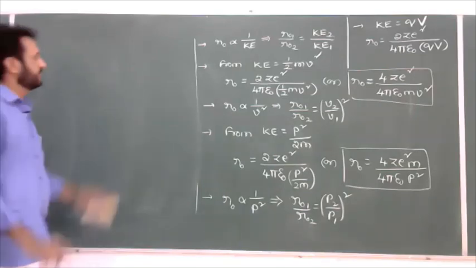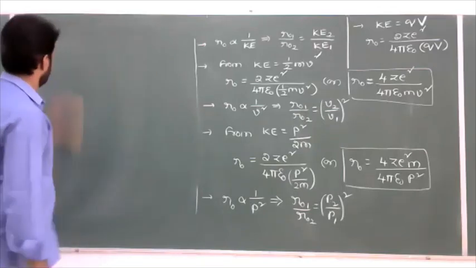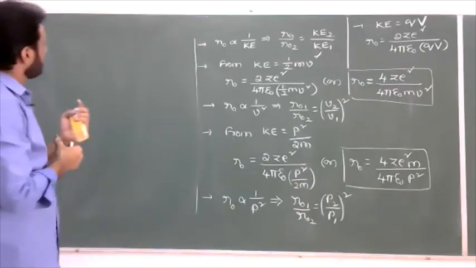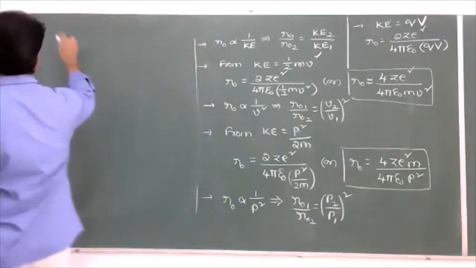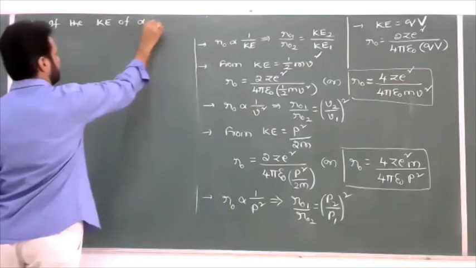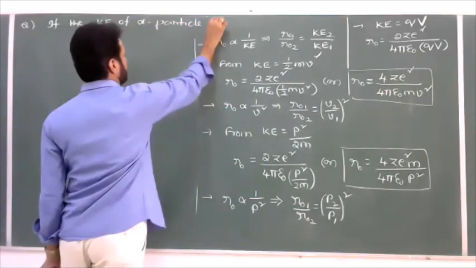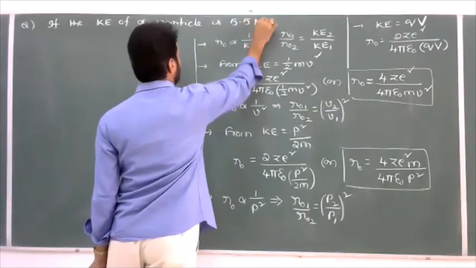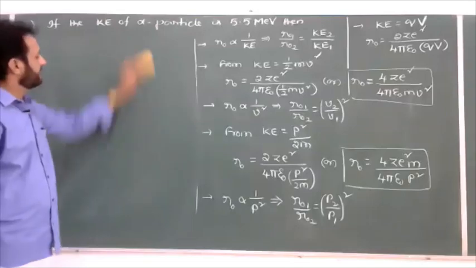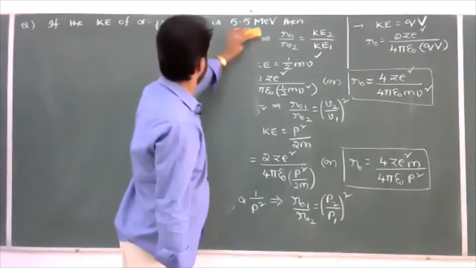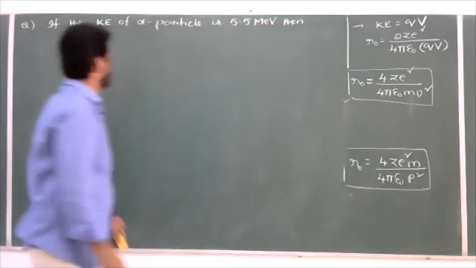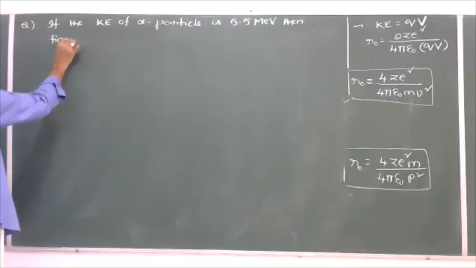I'll give one simple numerical problem. Try this one. Question: if the kinetic energy of the alpha particle is 5.5 MeV, mega electron volt, then find the distance of closest approach.